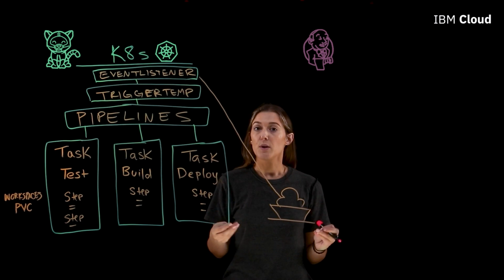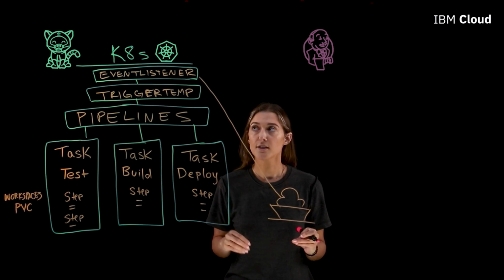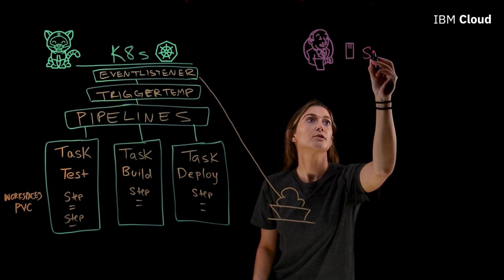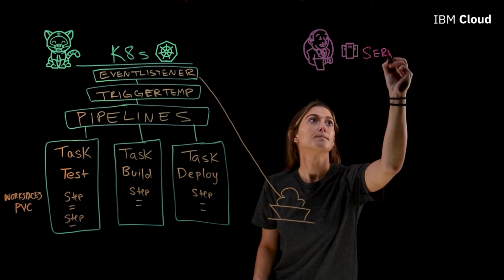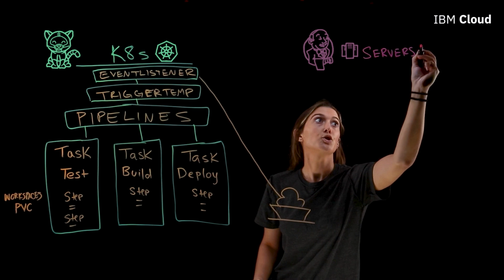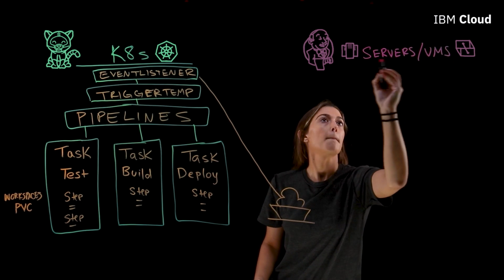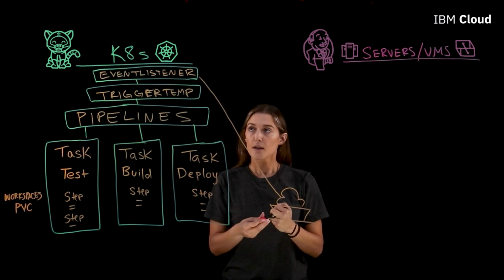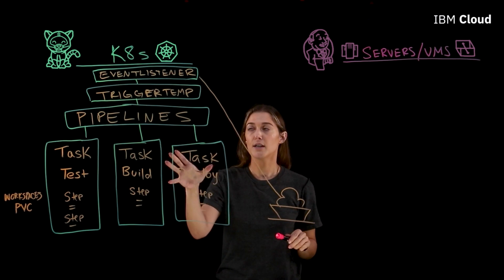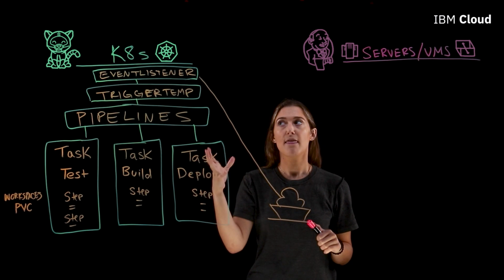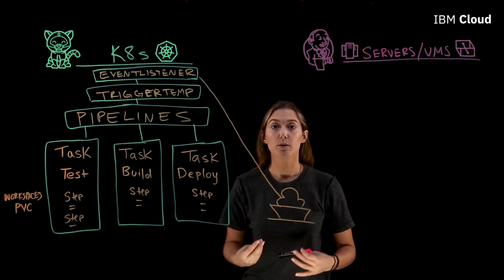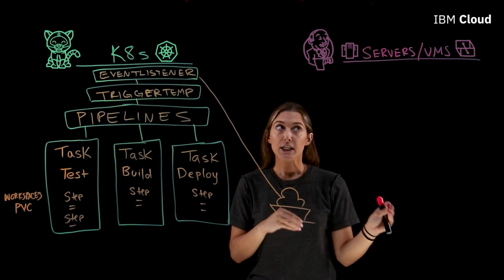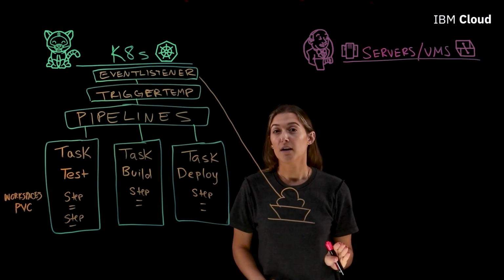The biggest difference between the two is that while Tekton runs on Kubernetes, Jenkins runs on its own servers, or VMs, virtual machines. So a part of Tekton running on Kubernetes means that it's made up of many different languages like Node, Python, Ruby, Java. Jenkins, however, is based solely on Java.